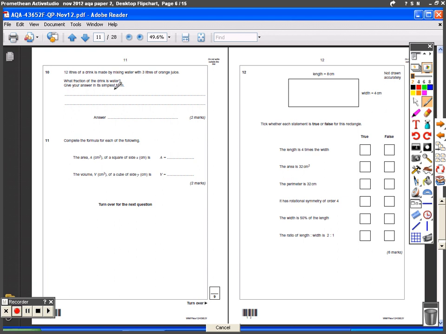Well, if we start with 12 litres of a drink, and we put in 3 litres of orange juice, to find out how much water there is, we do 12 litres take away the 3 litres, which leaves us with 9 litres. So of course if it says fraction, don't forget then it would be 9 out of, well the total was 12 litres, and cancel it down. And don't forget if it's calculator paper, you can put 9 out of 12 in your calculator and press equals, and of course it will show you 3/4.